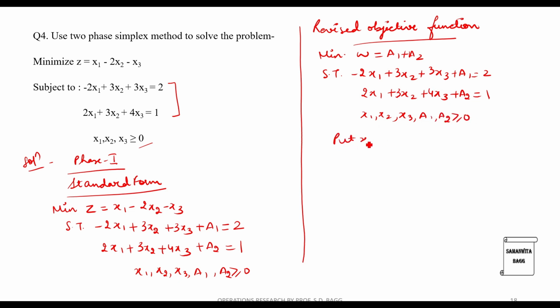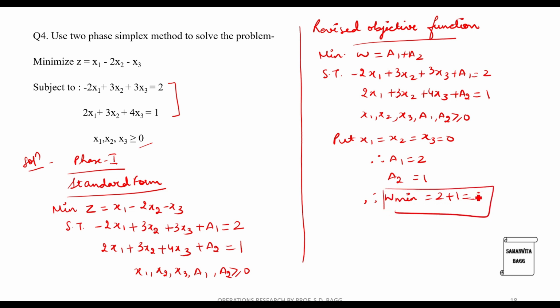Now I'll put x1, x2 and x3 as 0. Therefore, from the first equation I'll get a1 is 2, and from the second equation I'll get a2 is 1. Therefore, the minimum value of w is equal to 2 plus 1, which is 3. So once we have got these values, we can shift towards the initial simplex table. This is called the initial basic feasible solution.